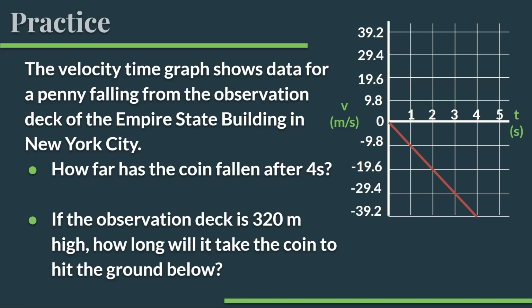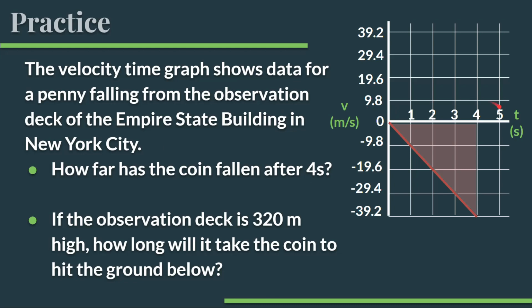Okay, so now I have a graph. This is a VT graph. How can I find how far something falls from a VT graph? How do I find displacement on a VT graph? Area. Okay, same thing as before. The area is this triangle right here. So all you would have to do is find the area of that triangle, 1/2 base times height.